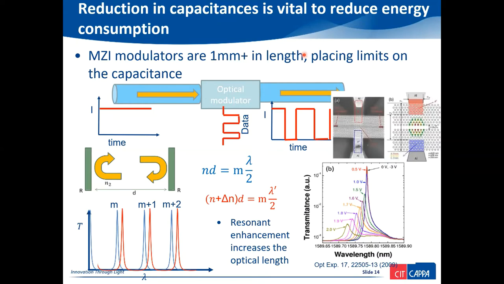If you want to scale it down further, resonant enhancement is one of the most promising routes. This basically uses some sort of optical resonator, and here it's a Fabry-Perot, where the optical length of the resonator of the modulator is increased while its physical and electrical properties remain the same. This potentially gives you the same sort of extinction ratios and so on, while still having the capacitance of a very small component.